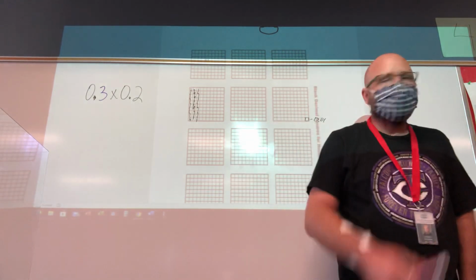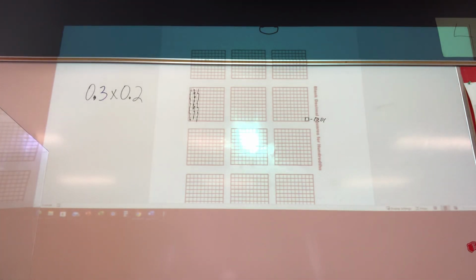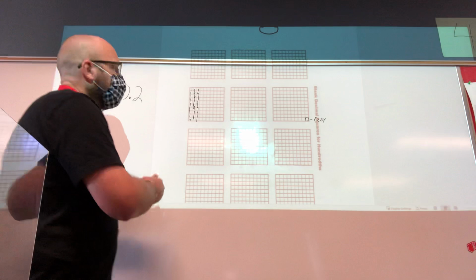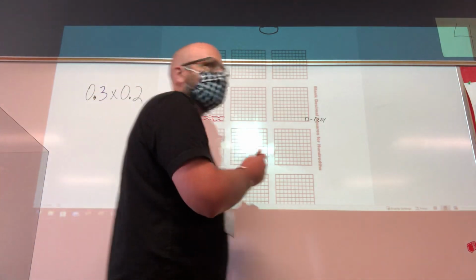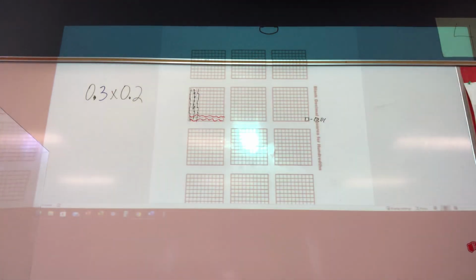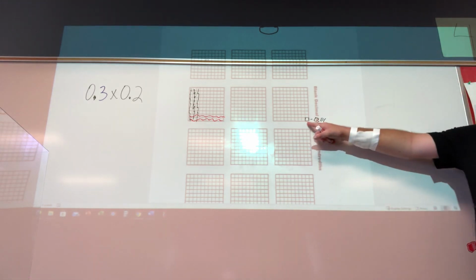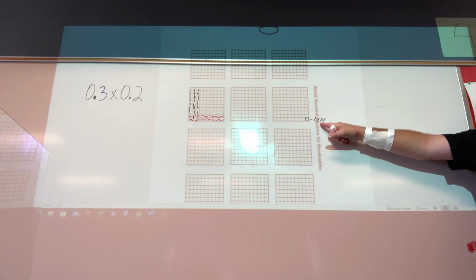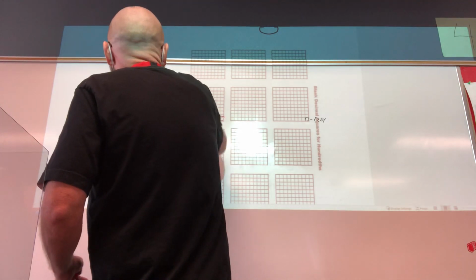Second, what's the answer then? What's your answer then? 6/10? No. Okay. Now we shade in the other factor, which is 2/10. And then we count. So Kaysen, how many little squares are shaded in by both colors? 6. And each little square is worth how much? 100th. So my answer should be 0.6.